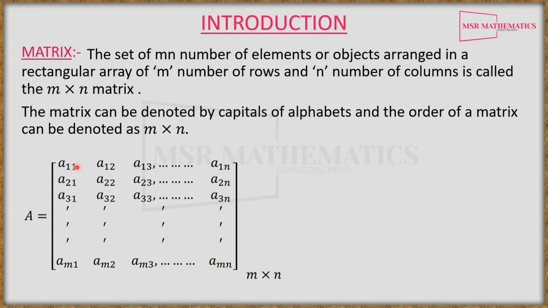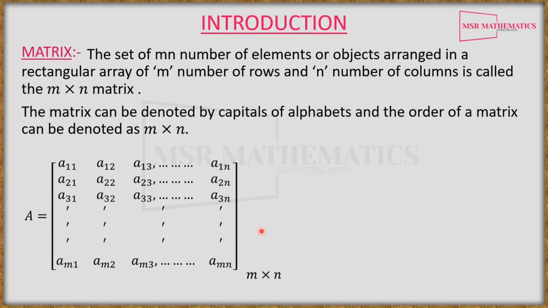The set of mn number of elements or objects arranged in a rectangular array of m number of rows and n number of columns is called an m cross n matrix. So the matrix can be denoted by the capitals of an alphabet, and the order of the matrix is m cross n. Here this represents the order of a matrix. That means the number of rows and the number of columns is nothing but the order of a matrix. So this is about matrix.